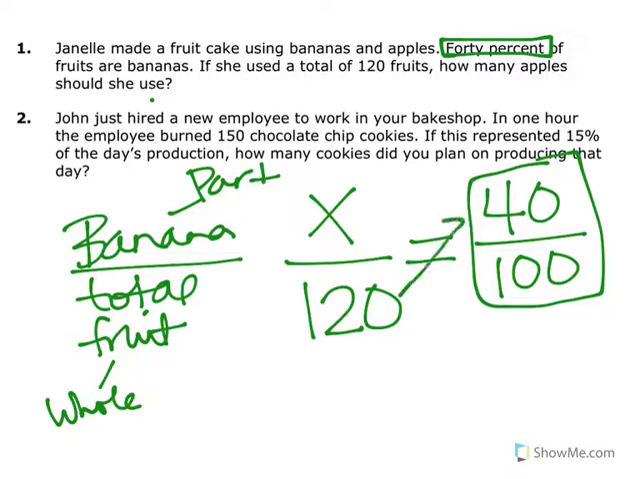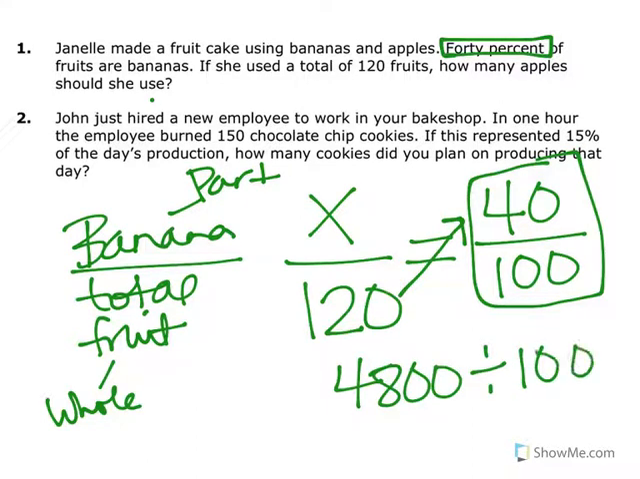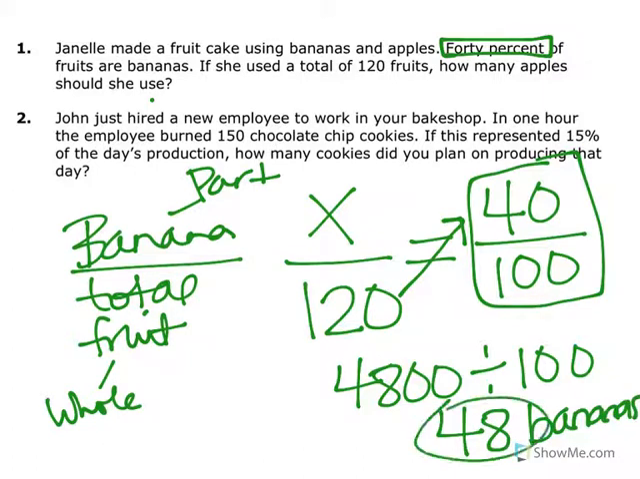So we're going to cross multiply. That gives us 4,800. We're going to divide that by 100, and that's going to give us 48 bananas. Okay, so now we know how many bananas there are. Now, let's find out how many apples.